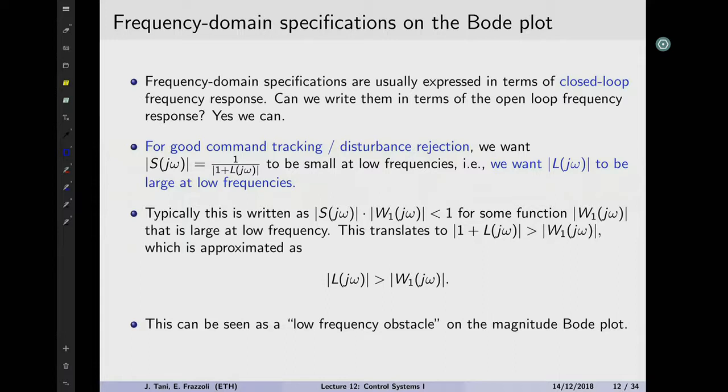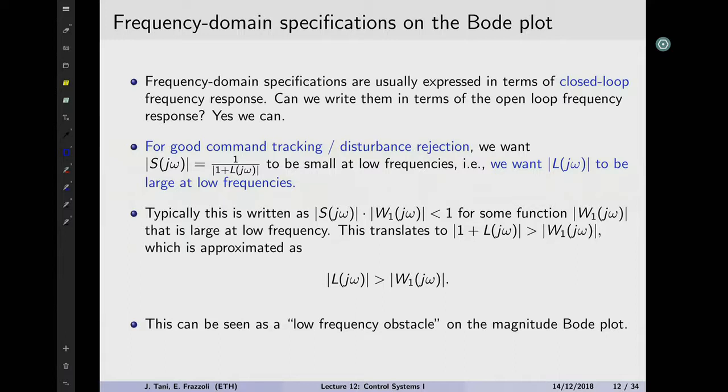So the question we ask ourselves now is, can we re-represent these insights that we've gained on the sensitivity and complementary sensitivity functions directly on the open loop transfer function L, so that we can focus only on C times P and basically forget about everything else, but still guarantee good closed loop properties? And of course, the answer is yes, right?